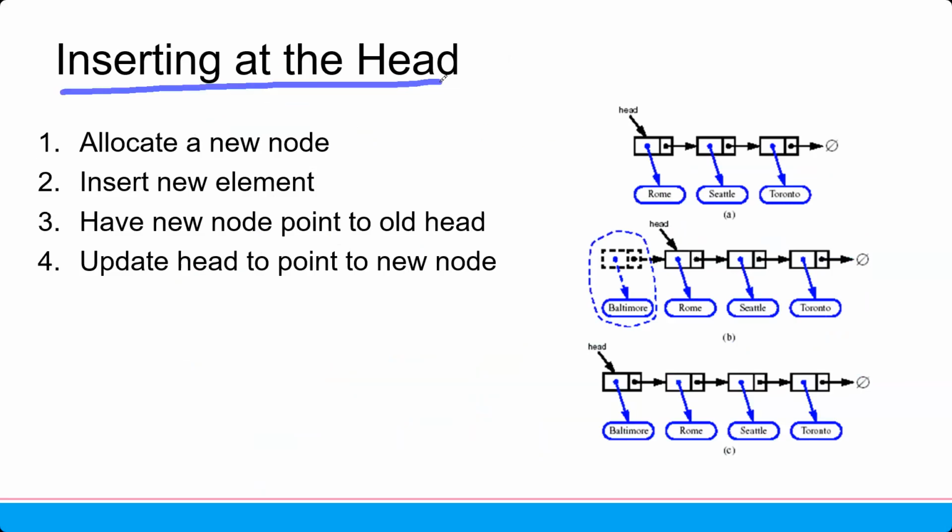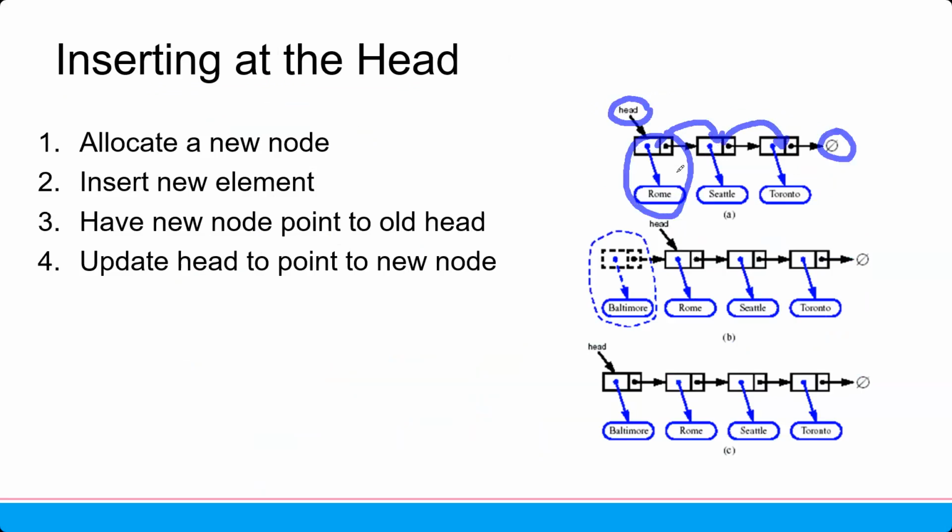Insert at the head means, let's suppose we have this data. This data is a city. I want to visit Rome. And then after I visit Rome, I will go to the next node, which is here. And then after I visit Seattle, I will go to the next city, which is Toronto. So the first visit will be the head. And after Toronto, there is no other node.